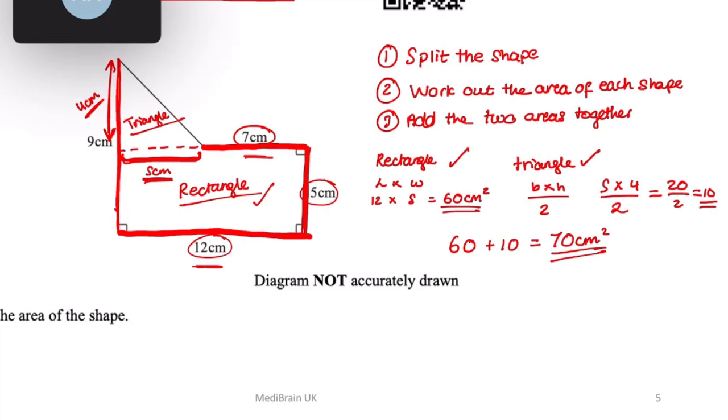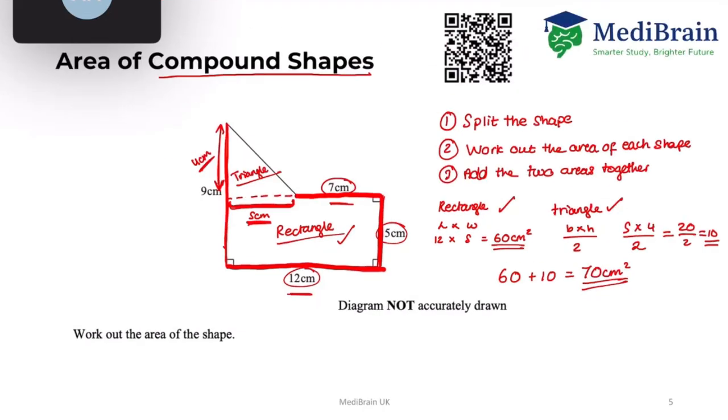Okay, so the way that you work out the area of these compound shapes is you split the shape into two simpler shapes, and then you work out the area of the two simpler shapes. Once you've worked out the area of the two simpler shapes, you then add the two areas of the shapes together.